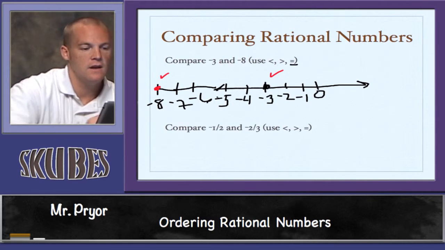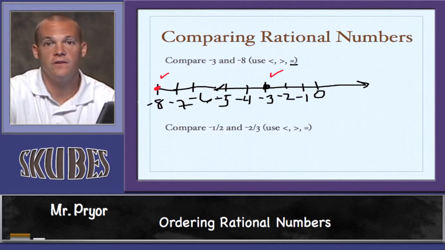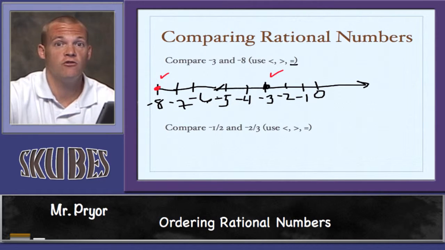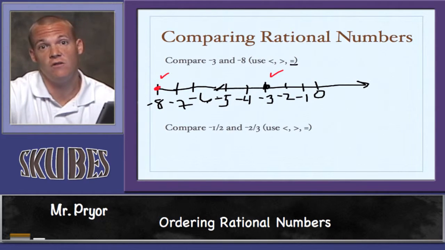So when you're dealing with rational numbers and comparing them, what you're actually trying to do, especially with negative numbers, is determine which number is closest to 0. That means it's actually larger.